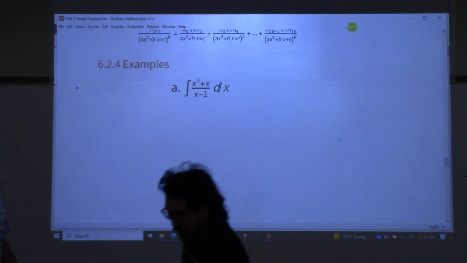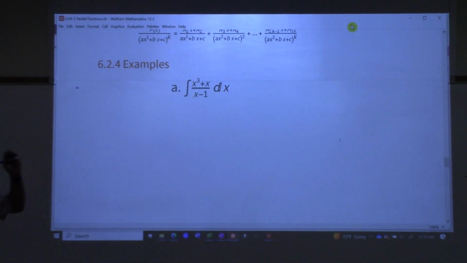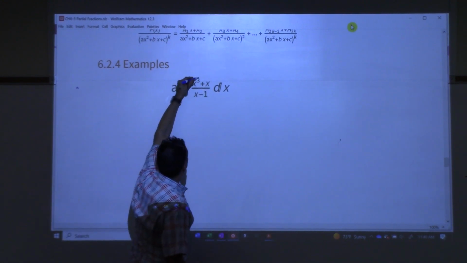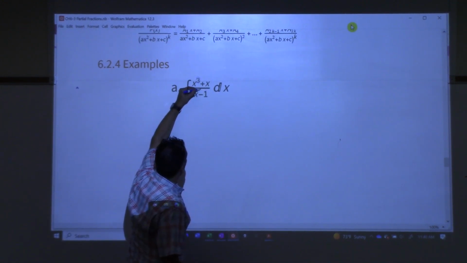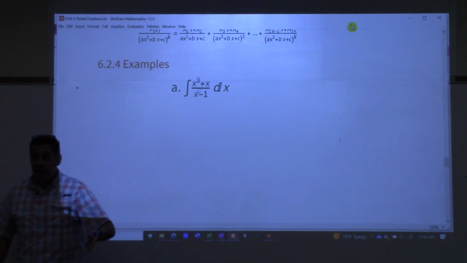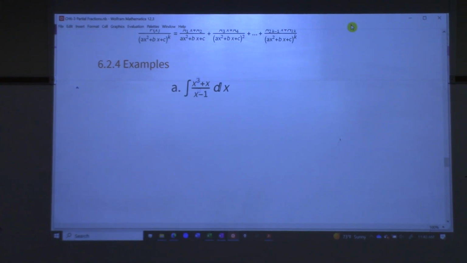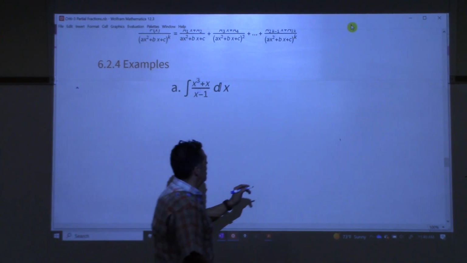So I look at this right now. There's nothing I know how to do, but I do recognize that it's a rational function, a polynomial divided by a polynomial. So I look at the degree of the numerator, it's 3. I look at the degree of the denominator, it's 1. And then I have to remember, whenever that happens, I've got to start with long division. So that's where I'm going to go. On the side here, I'm going to do long division.